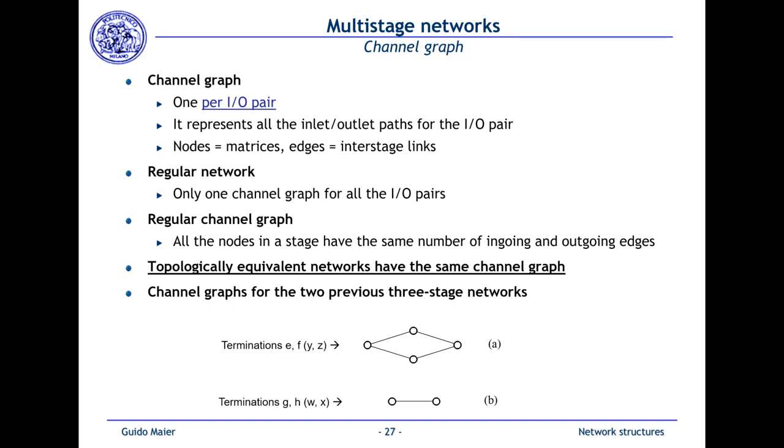As we have seen in the simple examples below, the more paths you have available to connect an inlet with an outlet, the better are the blocking properties of the multi-stage matrix or the interconnection matrix. So if you want to increase blocking properties, for example, going from rearrangeable non-blocking to strict non-blocking, the usual method is to increase the number of possible paths, so to increase the topology of the channel graph. Questions?